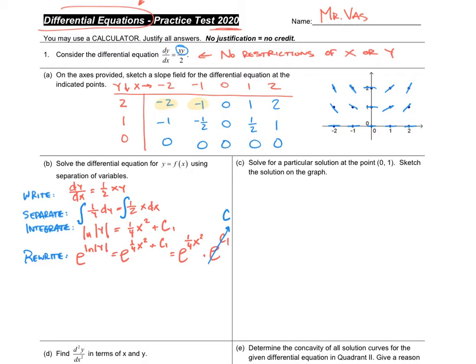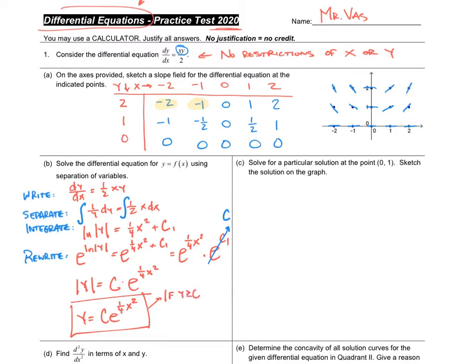So now I'm ready to rewrite this whole thing. I have the absolute value of y equals some constant C times e to the 1/4 x squared. We can go a little further here, and I'm going to write this as just y equals C times e to the 1/4 x squared. And I have to justify that. I'm not just allowed to erase an absolute value symbol. So I'm going to justify that here.